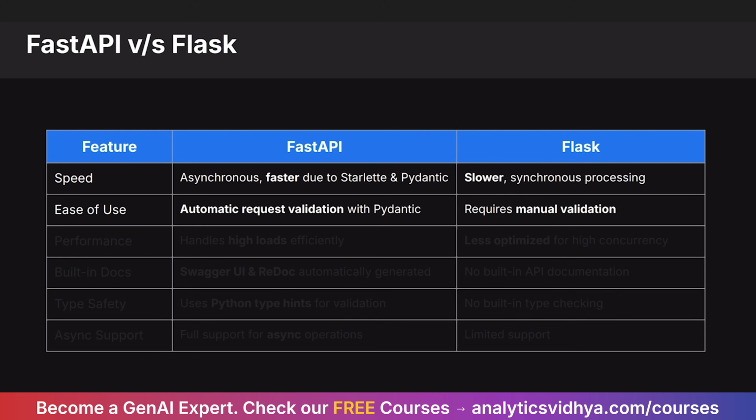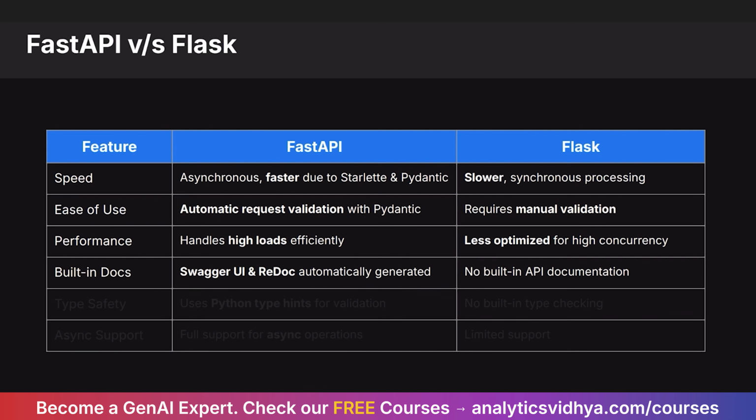FastAPI automatically validates incoming requests using Pydantic models, ensuring that data types and the required fields are correct before reaching your code. This eliminates the need for manual validation and reduces the chances of runtime errors. FastAPI is significantly faster than Flask for concurrent workloads, which is exactly what most ML model APIs deal with. So for serving ML models in production, FastAPI wins in terms of both speed and scalability.